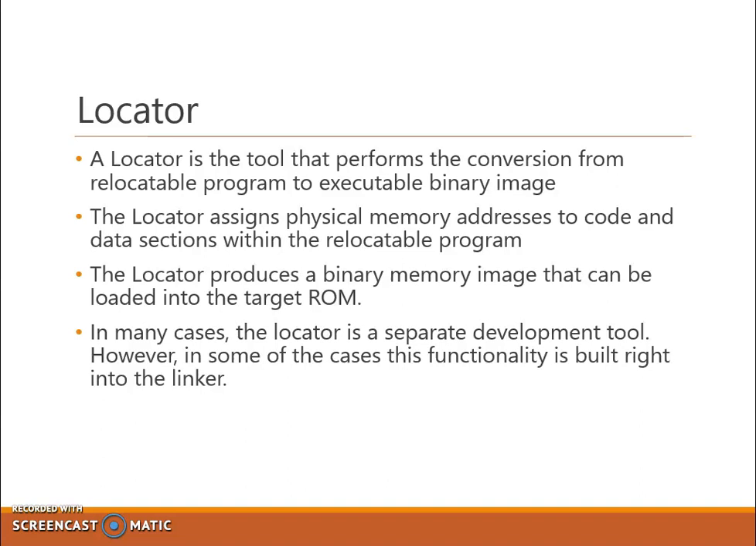As we have discussed earlier, in embedded systems we are writing the code on a host platform, so that has a logical address. But actually this code is going to be copied into the chip or target platform. So we need to assign memory locations to this particular program. So we are assigning the physical address to the logical address. That is the job of the Locator. The Locator produces a binary memory image that can be loaded into the target ROM. In many cases, the Locator is a separate development tool. However, in some cases, this functionality is built right into the linker.